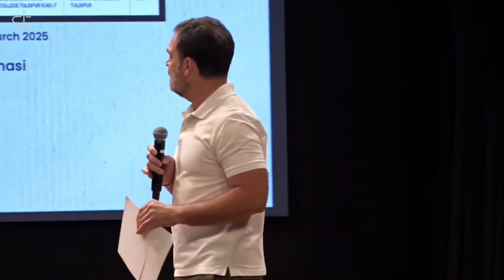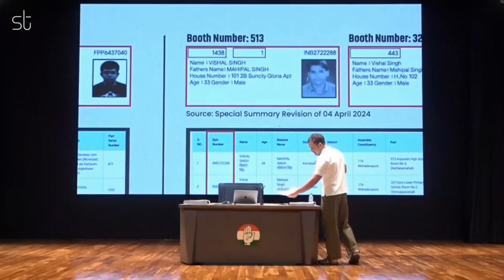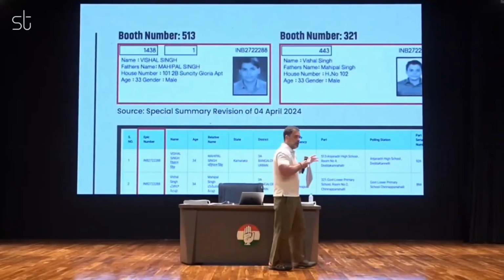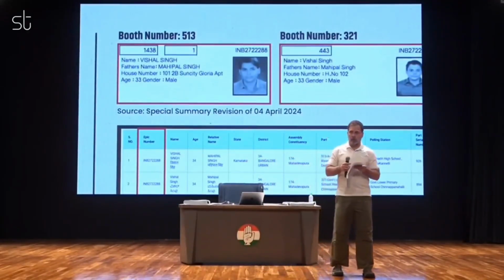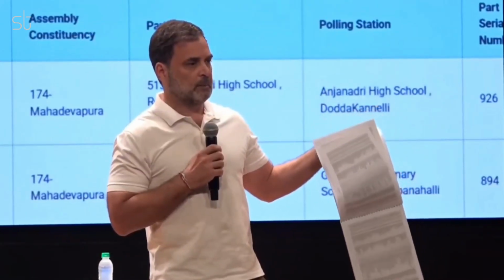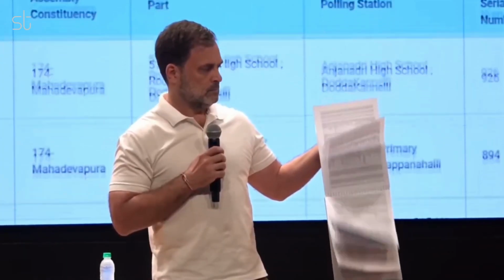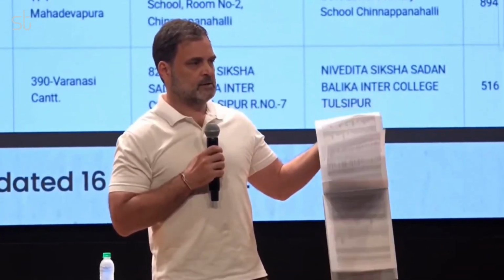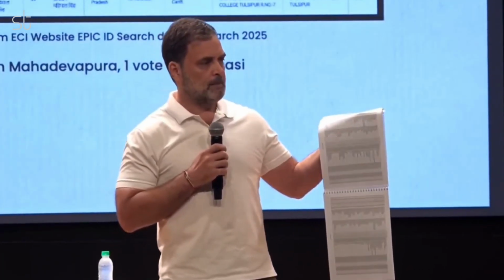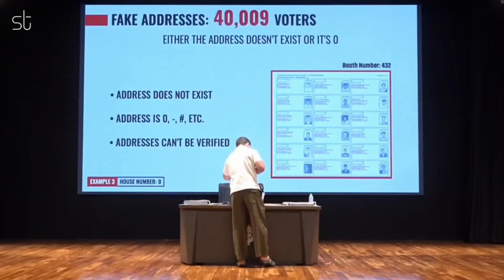Right? Okay, now let's go to, okay, here is the list of duplicate voters. These are all the people who have voted multiple times in Karnataka. That's the names, that's their addresses, that's the polling booths where they register to vote. Okay? Next, fake addresses.